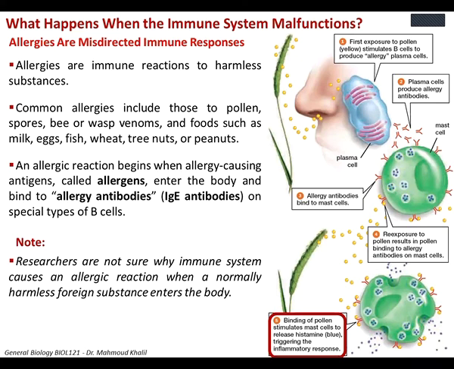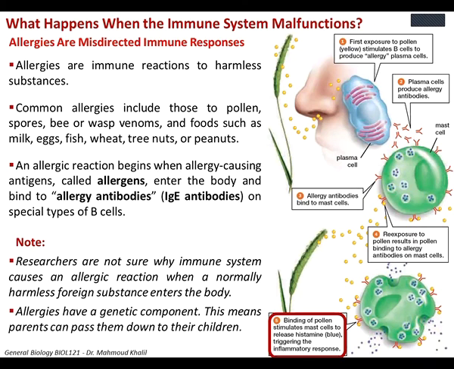Researchers are not sure why the immune system causes an allergic reaction when a normally harmless foreign substance enters the body. Allergies have a genetic component. A lot of studies say that it is transmitted genetically. This means that parents can pass them down to their children.